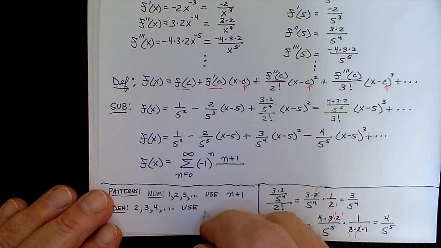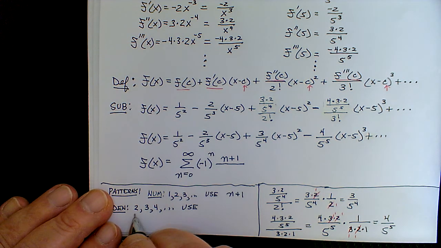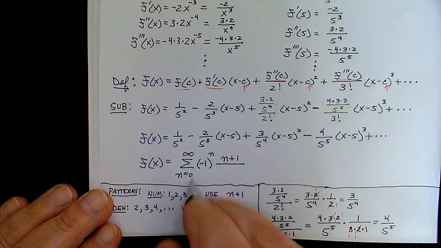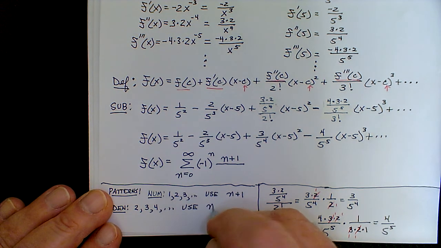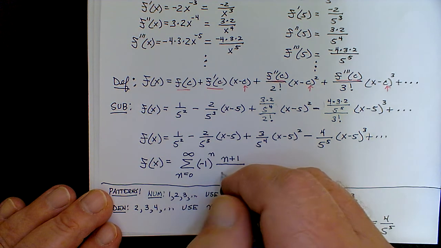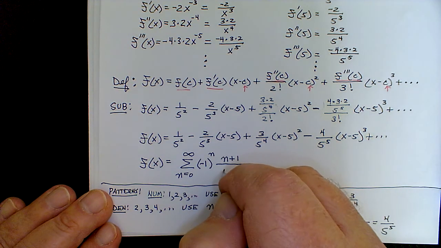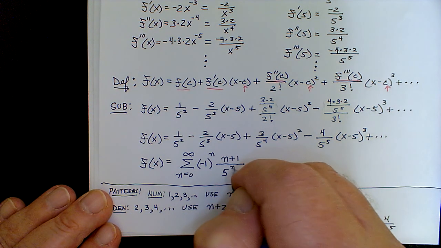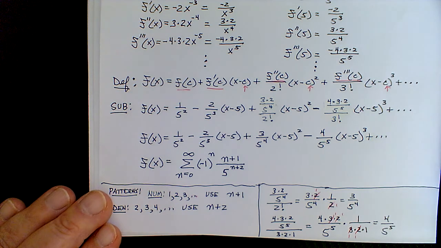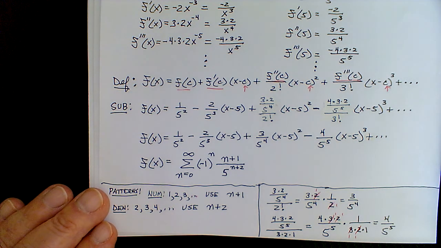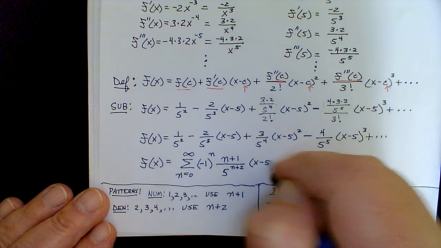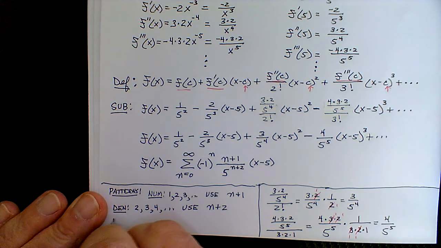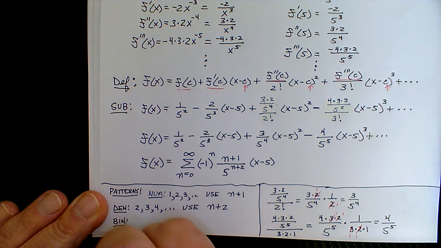So therefore, because when n is 0, it starts at 2. When n is 1, it's 3. When n is 2, it's 4. So it's a shift by 2 units, so it's n plus 2. So therefore, there would be the base of 5 raised to the n plus 2 power. And then we have the powers on x. Or on the binomial quantity, I should say, x minus 5. So let me call that the binomial.